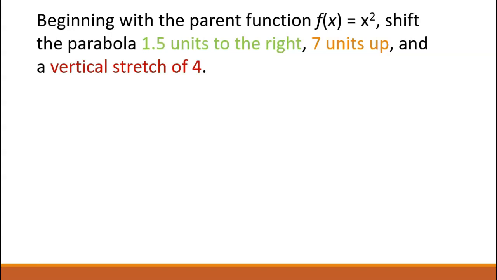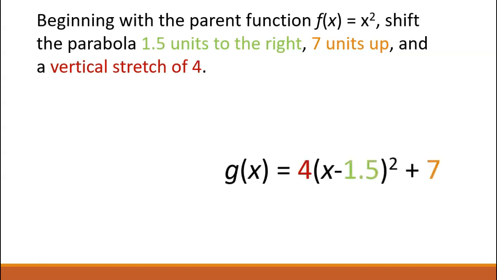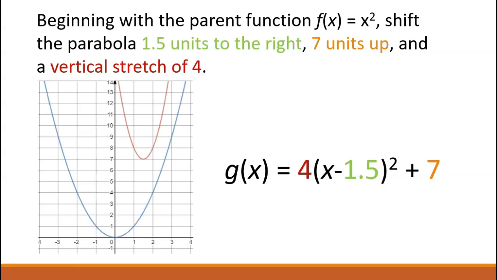Let's look at an example. Beginning with the parent function f of x equals x squared, shift the parabola 1.5 units to the right, 7 units up, and a vertical stretch of 4. Using the vertex form of a parabola, you can represent these transformations of the parent function as g of x is equal to 4 times (x minus 1.5) squared plus 7. Here's a graph of the parent function in blue, f of x, and the transformed function g of x in red.